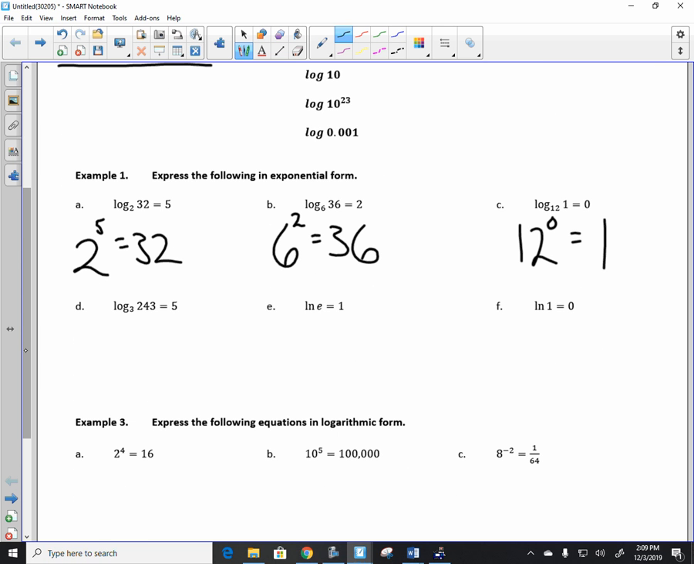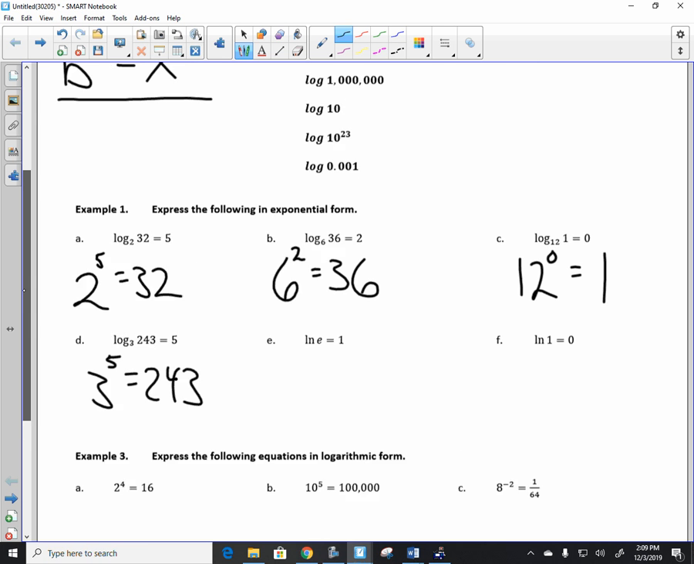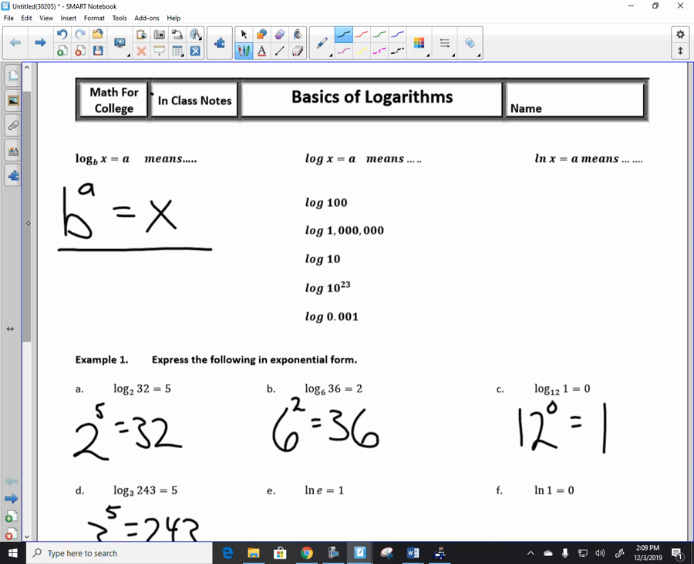How about letter D? 3 to the 5th is equal to 243. e to the 1 is equal to n. Good try. So there are other ways in which we write logarithms without a base. So we'll talk about that.